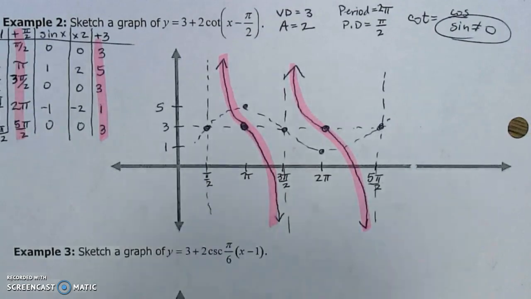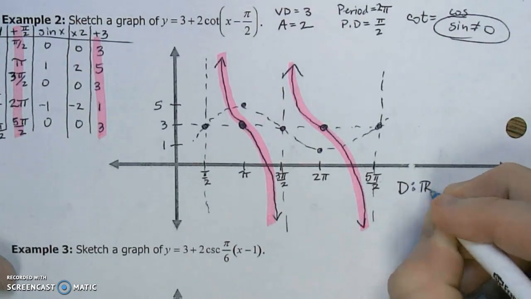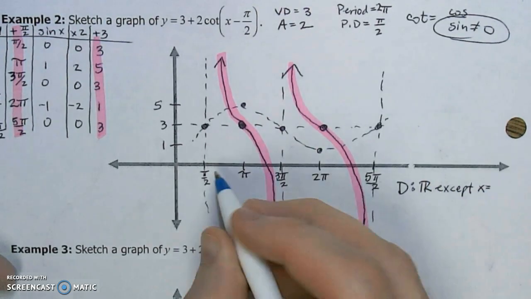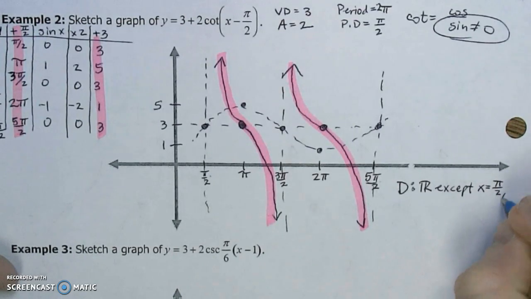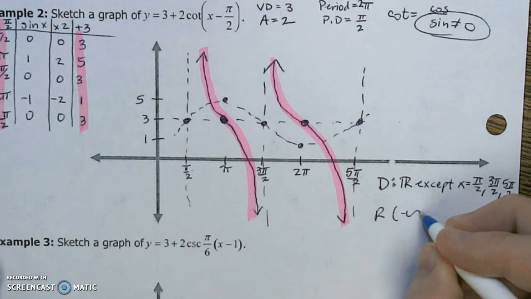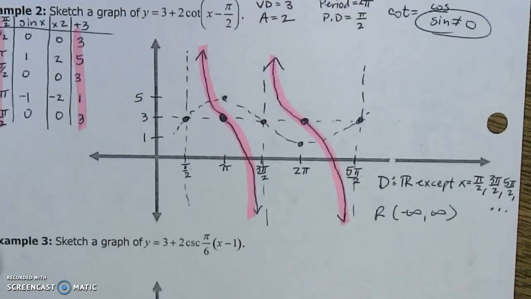So the domain is all real numbers except when x is pi over 2 because there's an asymptote, 3 pi over 2 because there's an asymptote, 5 pi over 2 because there's an asymptote, and then dot, dot, dot. Your range is negative infinity to infinity because it's one smooth curve going up and down.